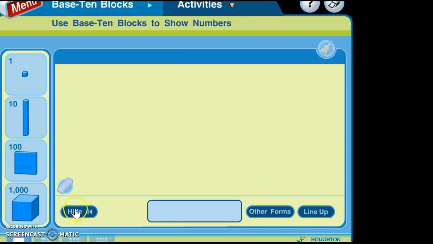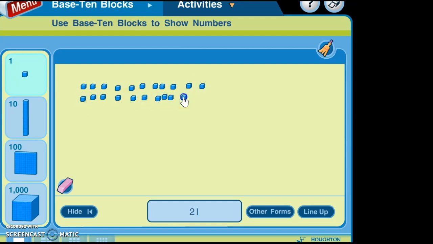So I've got my base 10 pieces here. We're going to make 1, 2, 3, 4, 5, 6, 7, 8, 9, 10, 11. There's 1 row, so that's for 1 penguin. Then there's a second row of 11, and a third row of 11.